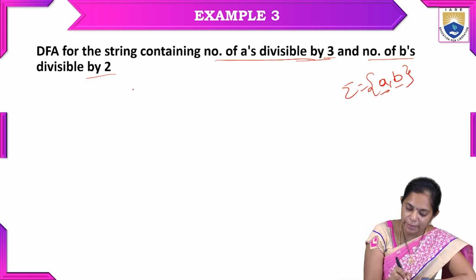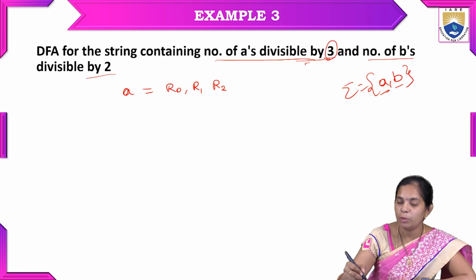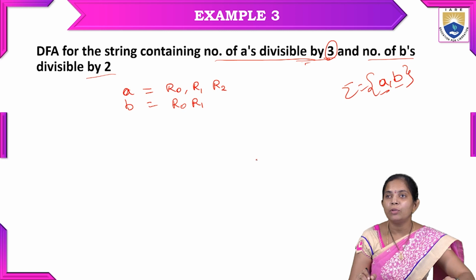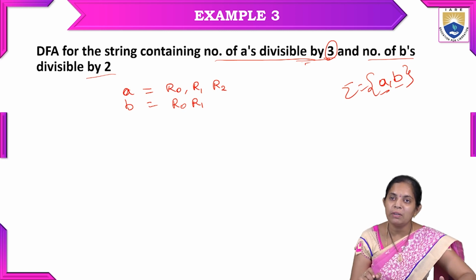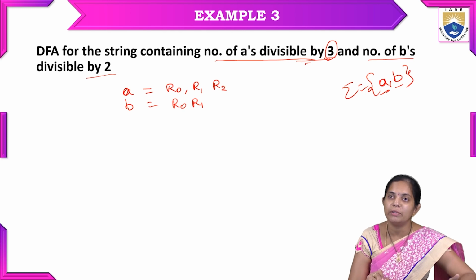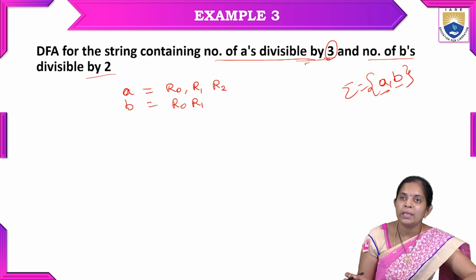Let me write A, which has the remainders R0, R1, R2. Why? Because the number is divisible by 3. And for B, we have two remainders, R0 and R1. So here we have to combine these two. The string may have the number of A's divisible by 3 and the number of B's divisible by 2. So that we need to find the states.